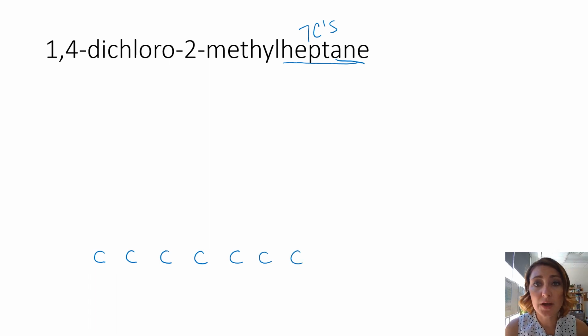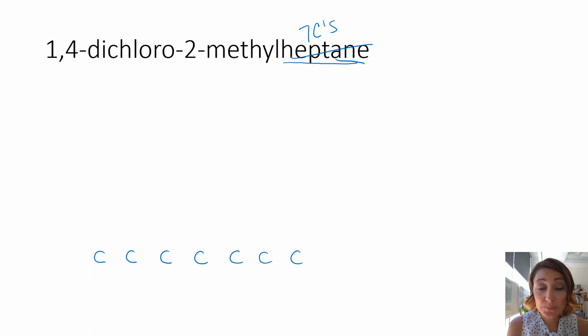The reason I'm not drawing bond lines is because you will be required to draw this in a condensed structural formula, and we only use bond lines if we have a double bond, a triple bond, or we have a group coming off of the parent chain. We wouldn't do it between carbons in the parent chain. All right, so that takes care of heptane.